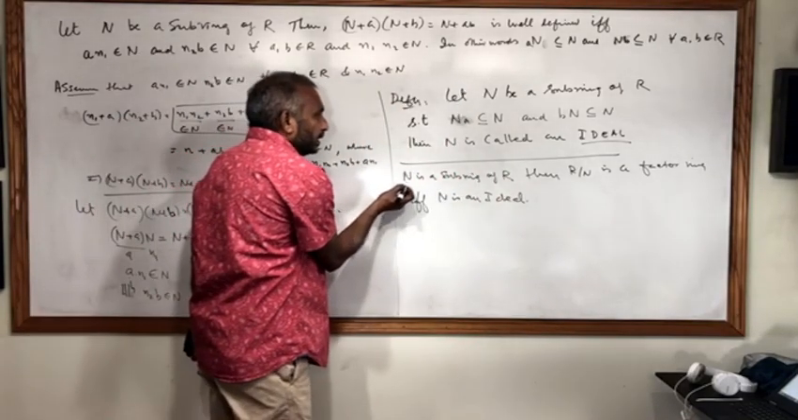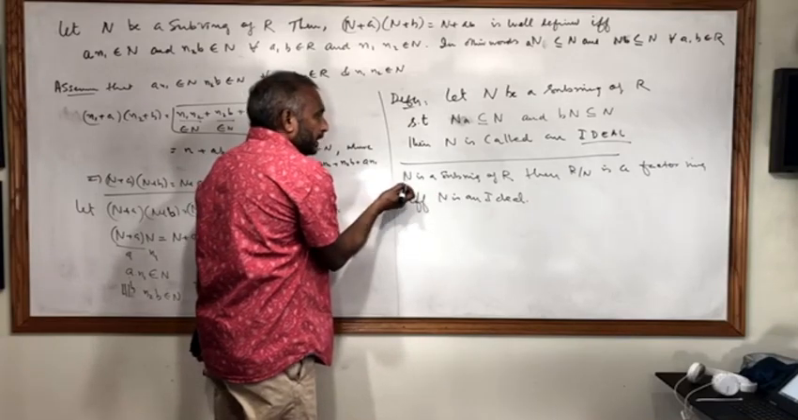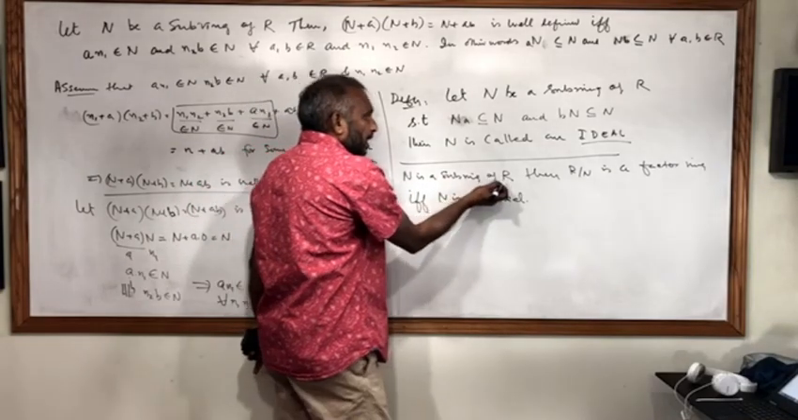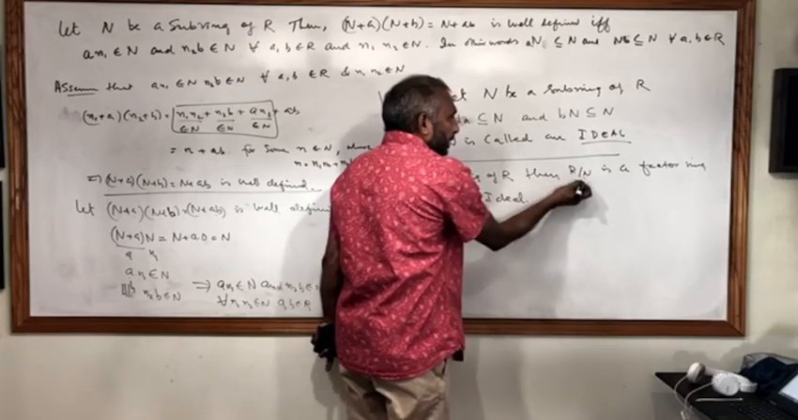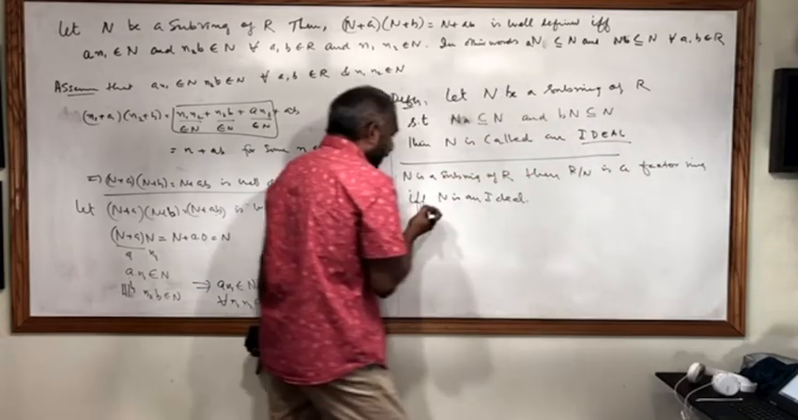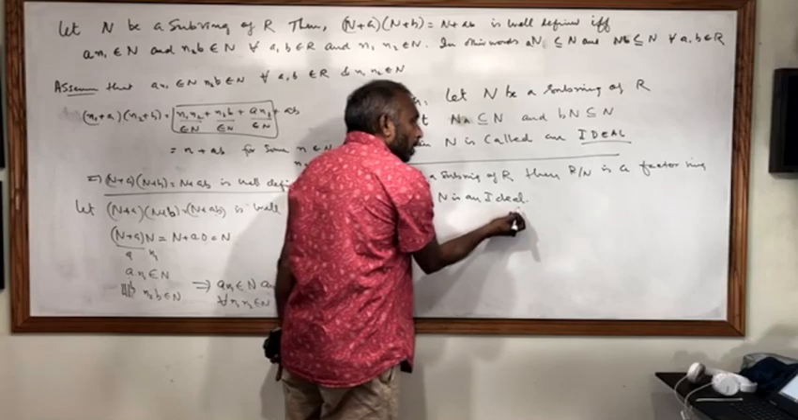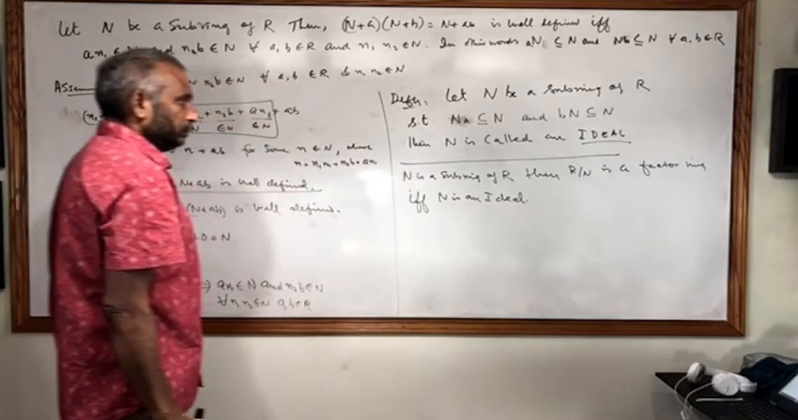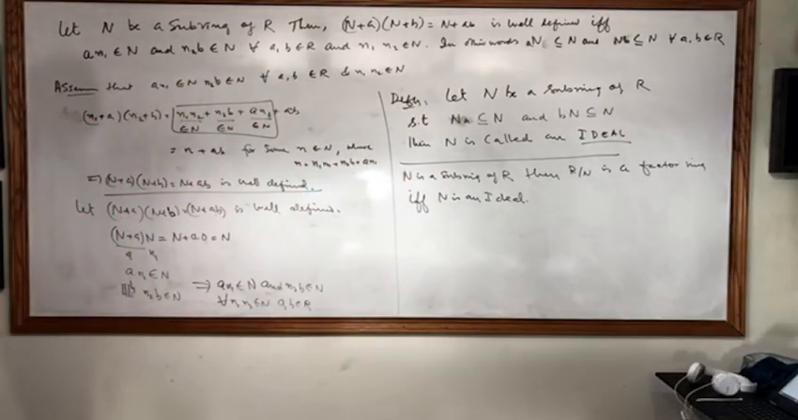Just like the normal subgroup: if H is a subgroup of G, then G by H is a factor group if and only if H is a normal subgroup. Okay?